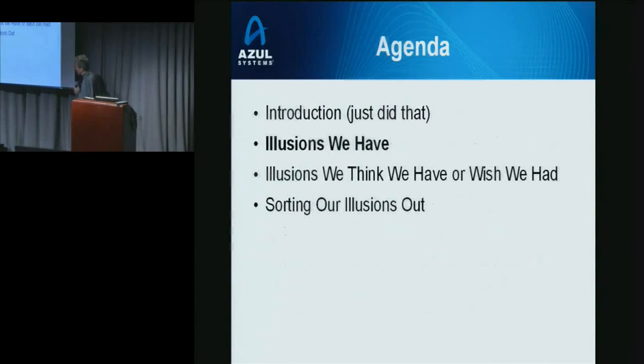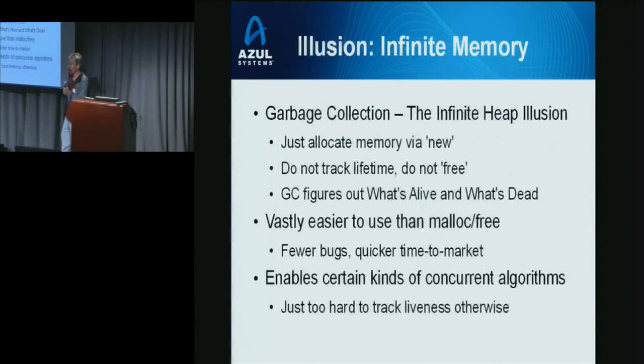Okay, so that was my intro. Let's talk a bit about the illusions that we have, the abstractions that we have. And the big one is obviously garbage collection. It's just a call and it'll fix it. It's the illusion of an infinite heap, right? Just allocate memory via new, and poof, you got some memory, right? Don't bother to figure out when you're done with it, track its lifetime, whatever. GC will figure out what's alive and what's dead and do the right thing, recycle the dead memory.